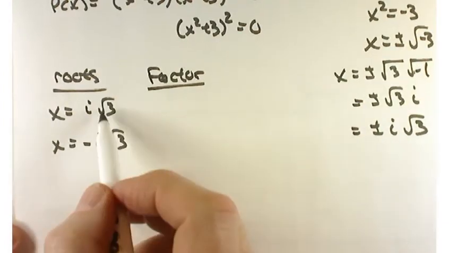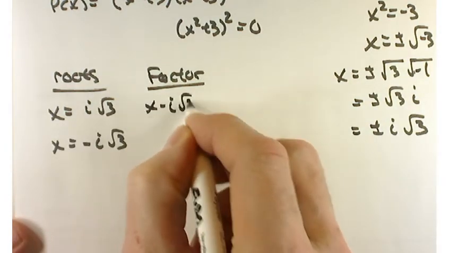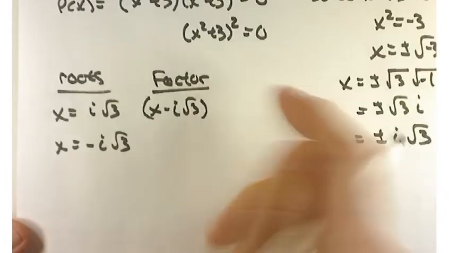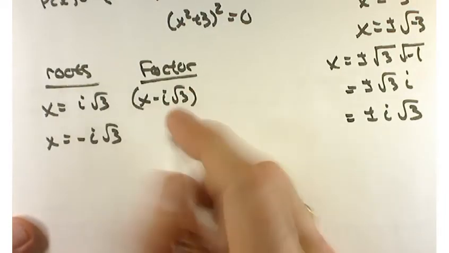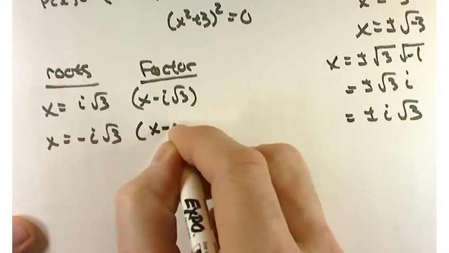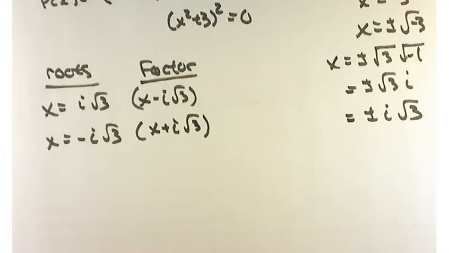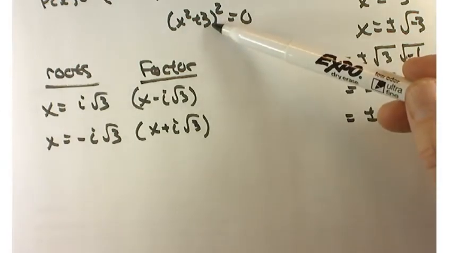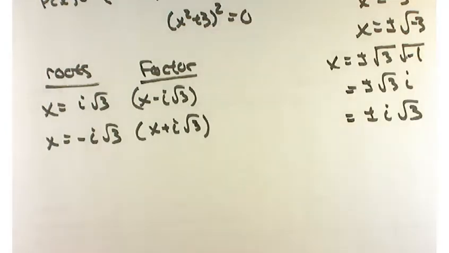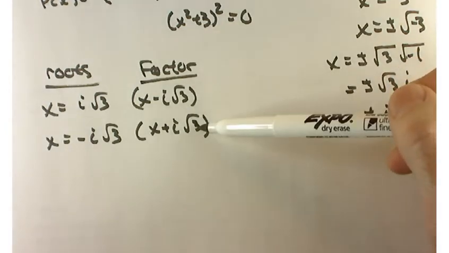If I move this to the other side, I would get x minus i times the square root of 3 equals 0, of course, but I'm just interested in the factor. So x minus i times the square root of 3 and x plus i times the square root of 3. And that's how I factor this term in here. That x squared plus 3 factors into x minus i square root of 3 and x plus i square root of 3.